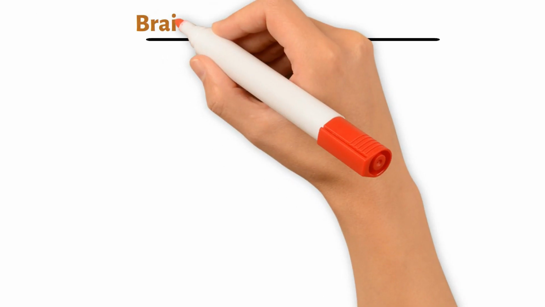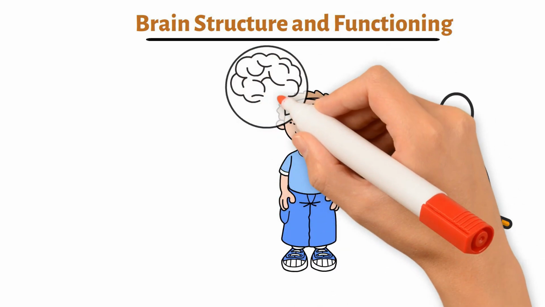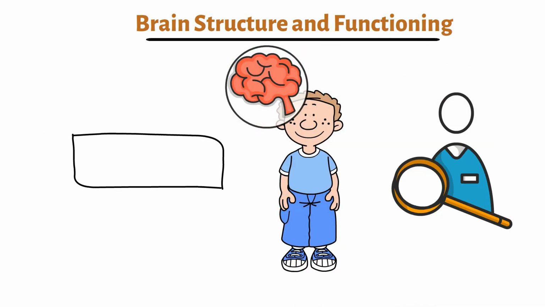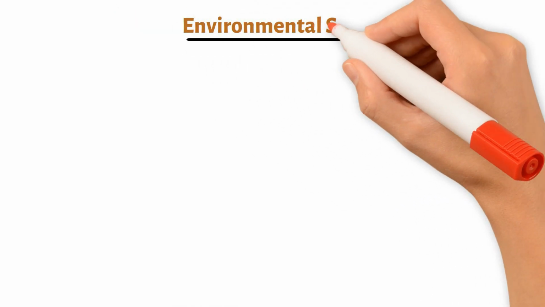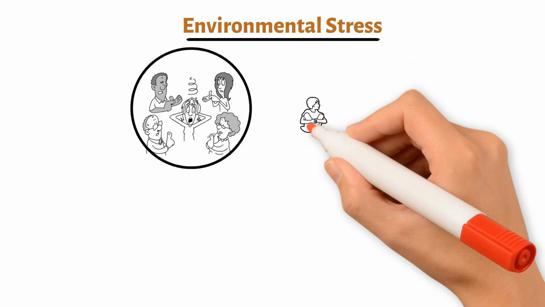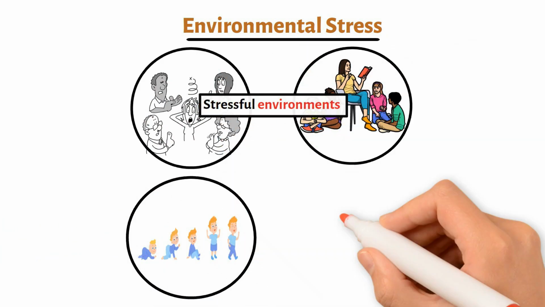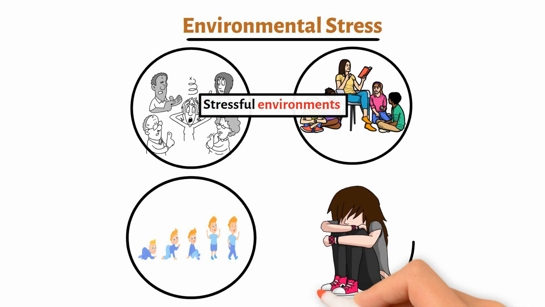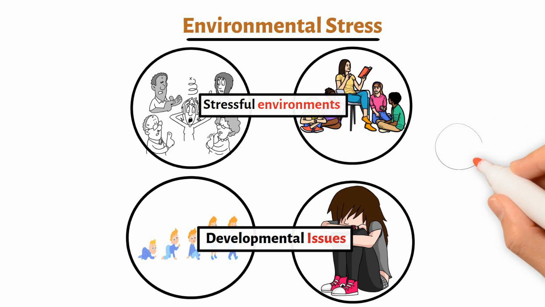Next, brain structure and functioning. Research shows that the brains of children affected by DMDD function differently, especially the parts that process emotions. Next, environmental stress. Stressful environments at home or school can also trigger this condition. Next, developmental issues. Developmental challenges or traumas faced in childhood can also be responsible. These were some common reasons often found in people.